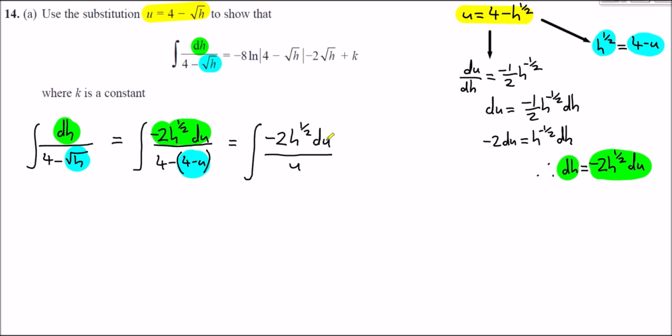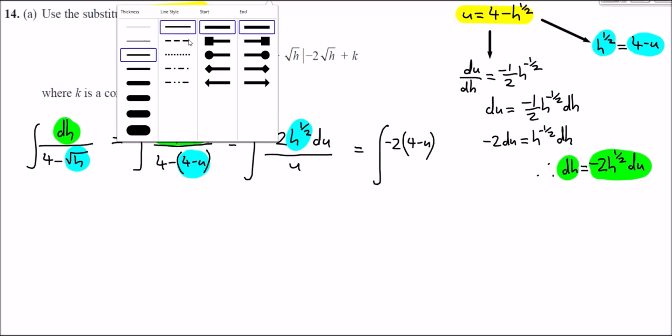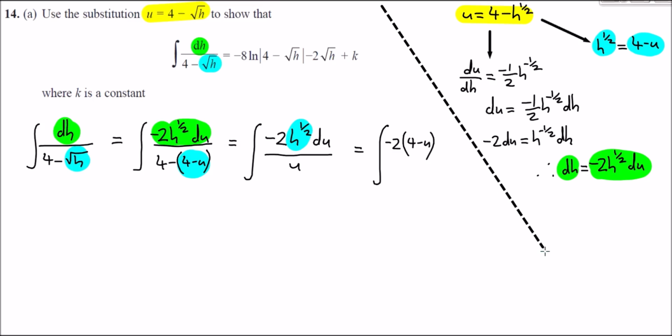So now I'm trying to integrate with respect to u. That's in terms of u. This h to the 1/2 isn't. So the h to the 1/2 I can rearrange, I can replace with 4 minus u. So that's what we're going to do next. -2 and brackets 4 minus u. I'll just partition this off on the other side because I've got this in the way. There we go. So that's what h to the 1/2 is, all over u with respect to u.